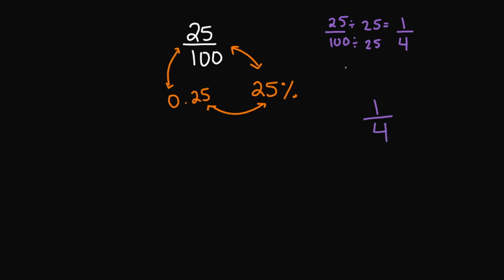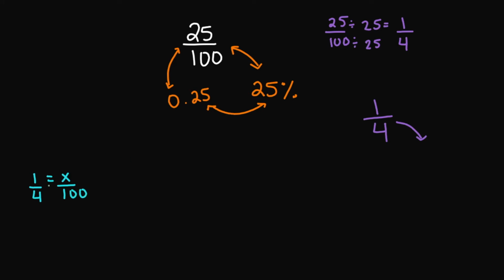Because my 25 over 100 simplifies to 1 over 4. And as a percentage, how do I turn 1 over 4 into a percent? Well, remember, there's 3 different methods you can use to convert your fractions into a percentage. So let's go ahead and use one of the methods. So let's do 1 over 4 equals x over 100.